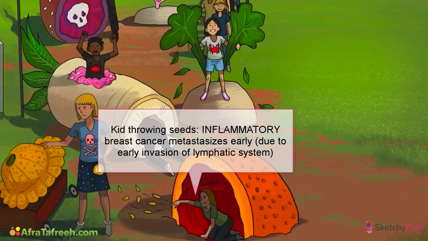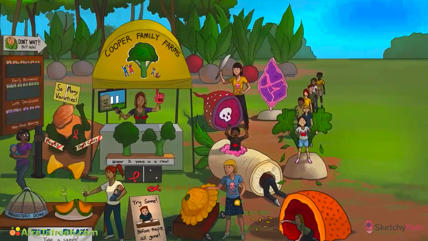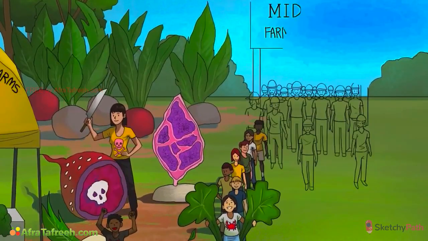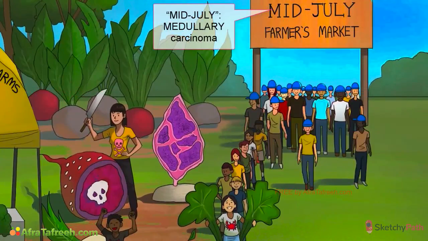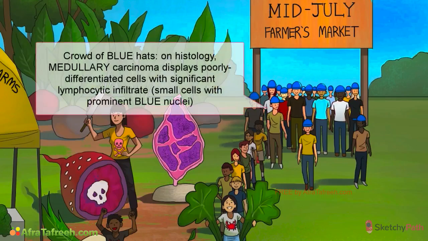Okay, moving on. The next three types of breast cancer are united by the fact that they're quite rare and come with relatively favorable prognoses compared to the other types of breast cancers we've covered so far. With that in mind, let's quickly review the distinguishing features of these cancers, starting with medullary carcinoma. To symbolize medullary carcinoma, we've drawn in the sign for the farmer's market, the mid-July farmer's market. On histology, medullary carcinomas contain sheets of poorly differentiated anaplastic cells with a significant lymphocytic infiltrate, all those little blue nuclei, kind of like all those blue hats in the crowd of people pouring in.